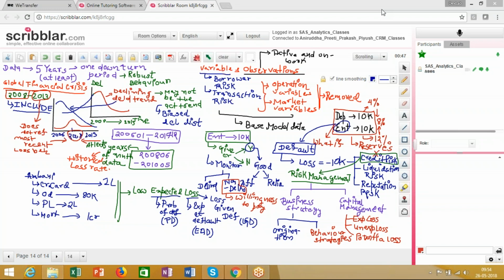Now from that exposure at default, a certain part of collections are done, and the amount which cannot be collected is known as the loss given default, right? So these are the three components of expected loss, right?